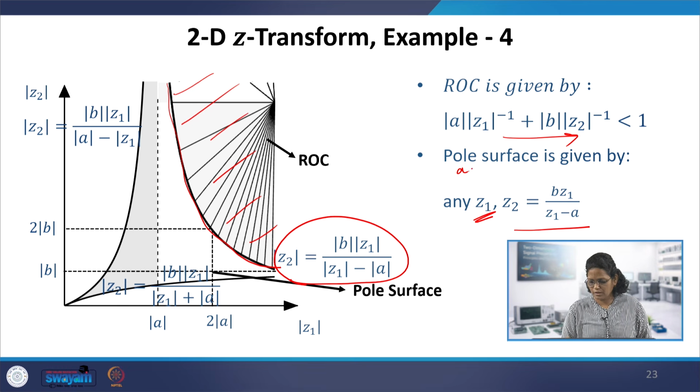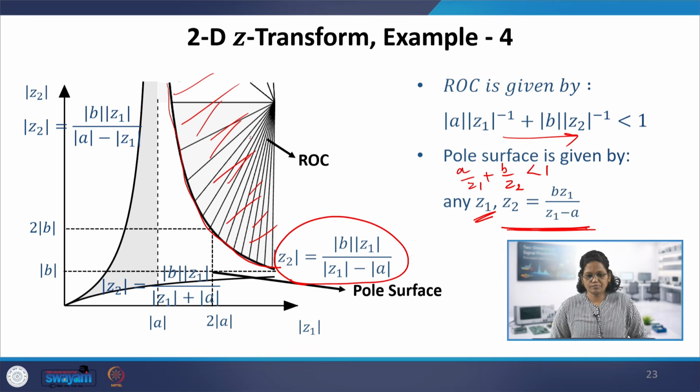If you write it as a by z1 plus b by z2 less than 1 and simplify it, we get z2 equal to b z1 by (z1 minus a). Then there are the other surfaces, where z2 is b z1 by (z1 plus a). These two curves shown here are the pole surfaces, and the one resulting here is of no use in this case anyway. So the ROC is defined from z2 greater than or equal to this. This is the portion which is the ROC, and the pole surfaces are not part of the ROC here.